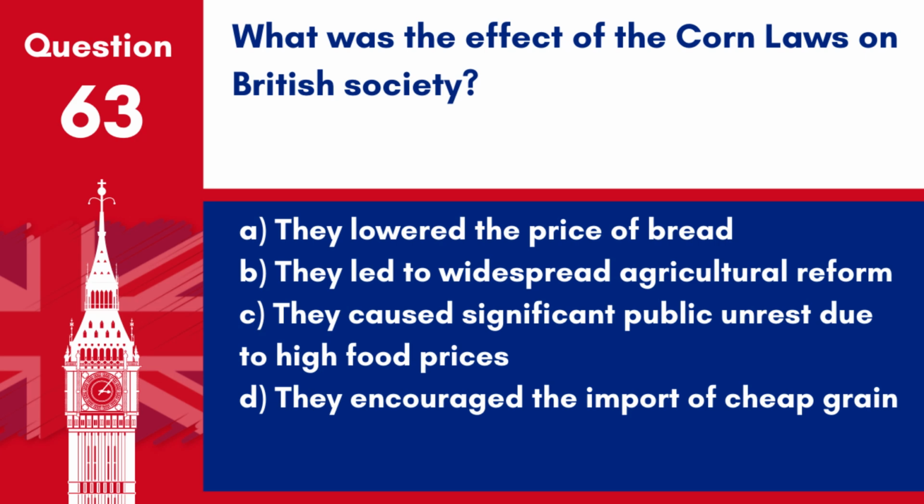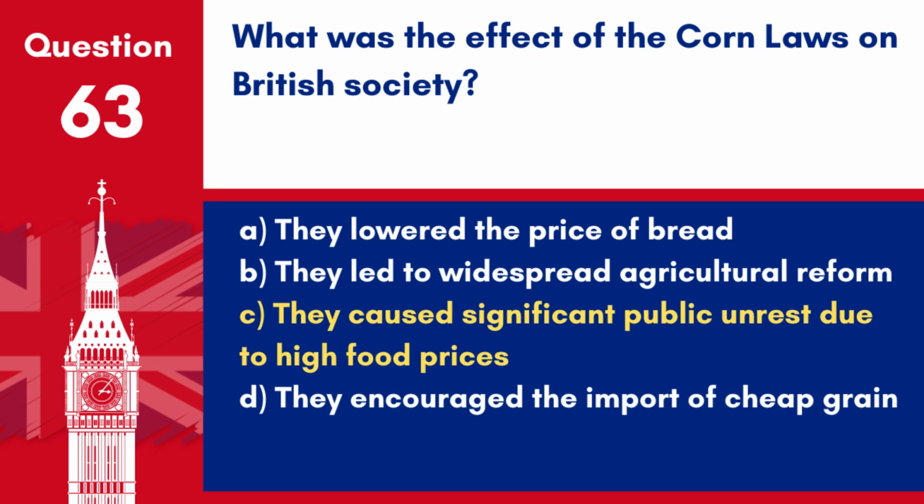Question 63. What was the effect of the Corn Laws on British society? A. They lowered the price of bread. B. They led to widespread agricultural reform. C. They caused significant public unrest due to high food prices. D. They encouraged the import of cheap grain.